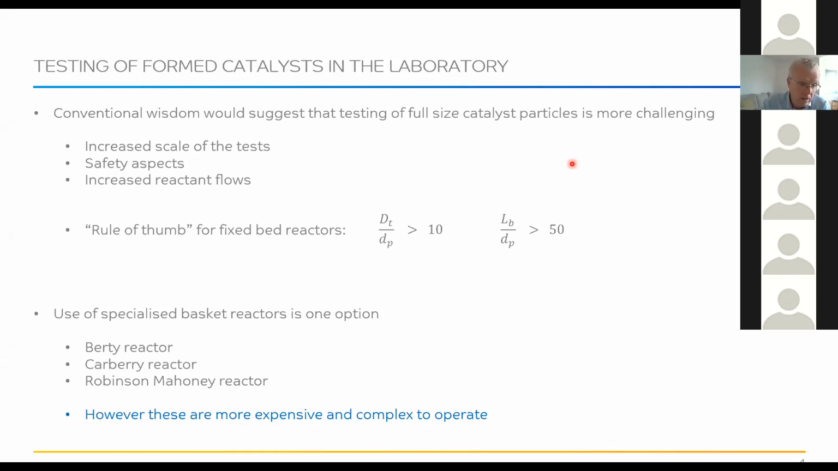laboratory. One thing that people talk about using is what they call basket reactors as one option. So, for example, a Berty reactor or a Carberry reactor, where you place your catalyst pellets in some sort of spinning basket or a fixed basket with an impeller, where you're trying to simulate the performance of a stirred tank reactor. However, these types of reactors are actually a lot more expensive to purchase and also quite complex to operate, and you need a lot of experience to be able to use those successfully.